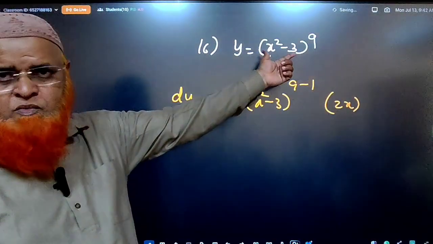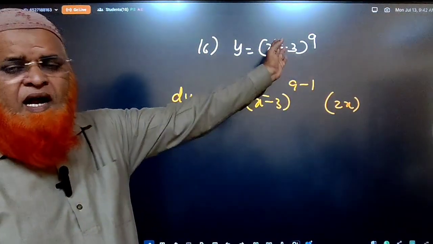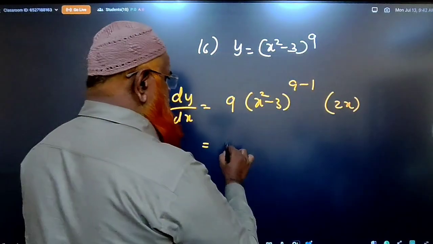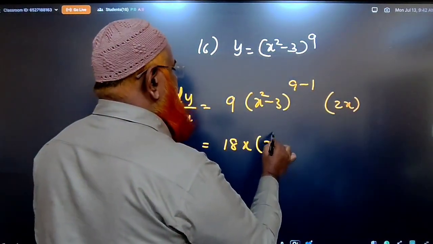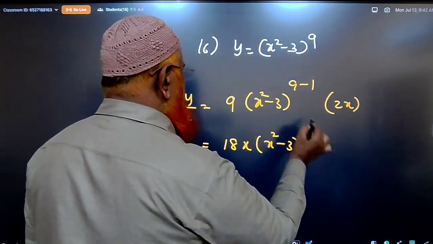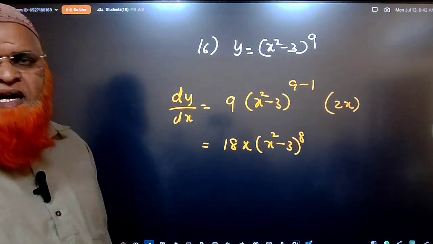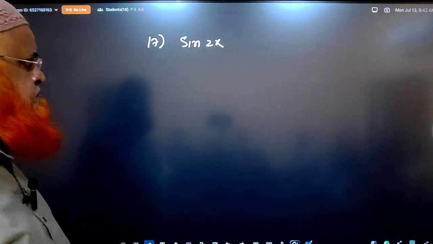Inner layer separately how to do? You write it as 2x, and differentiation of 3 is going to be 0. Therefore we write it as 9 2s are 18x, x square minus 3 whole power of 8. That's it. You leave this much, you do this much and leave it. That's it. Understand? So like this you have to do.